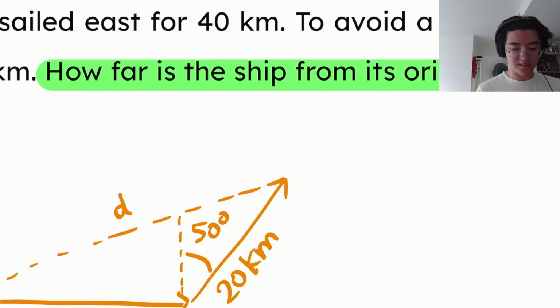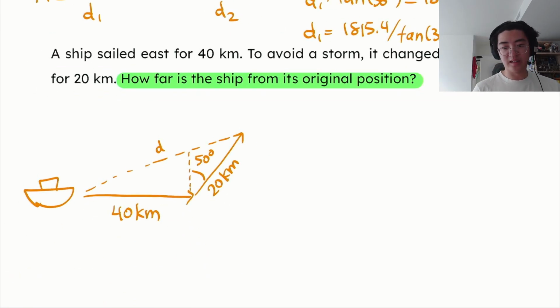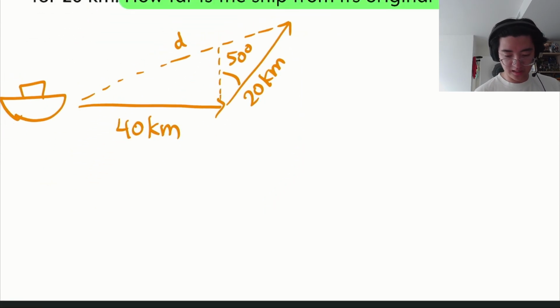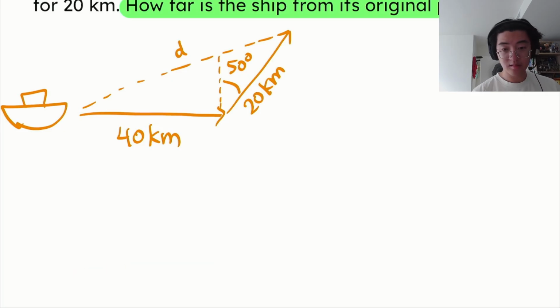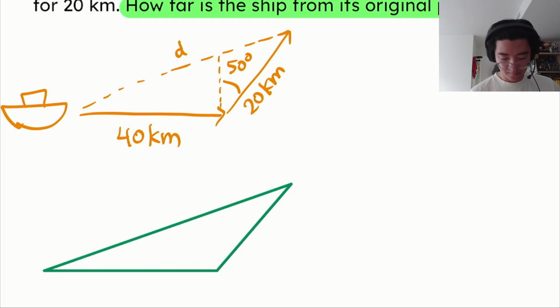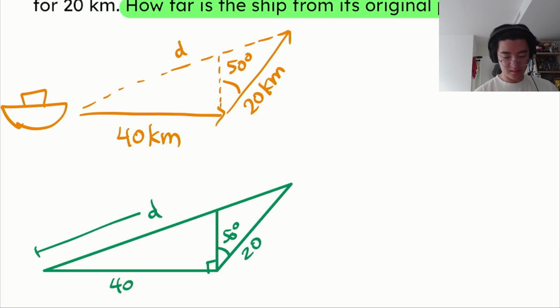Right, so that's our distance here. Okay, so when we draw it out, let me scooch this up a little bit more. So then our triangle we're working with here looks like this. Right, so that's 90 degrees here. That's 50 degrees, 20 kilometers here, 40 kilometers here. We want to know what D is.